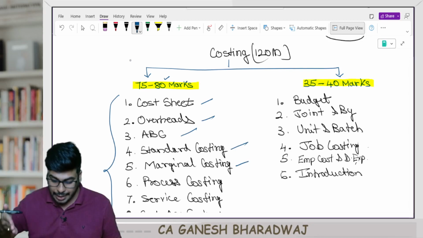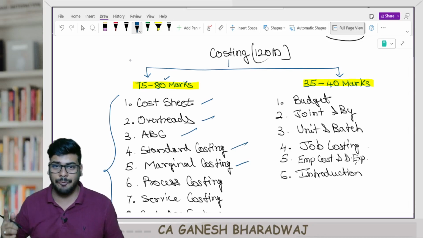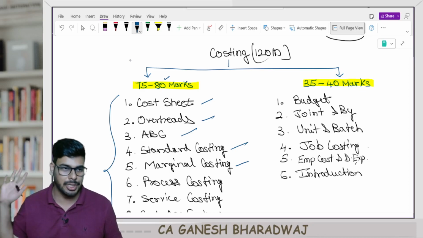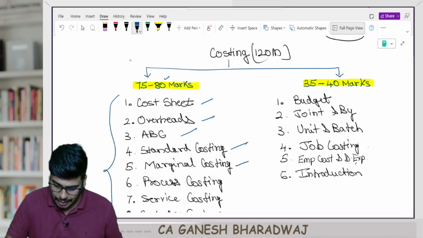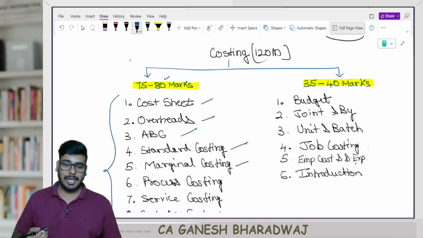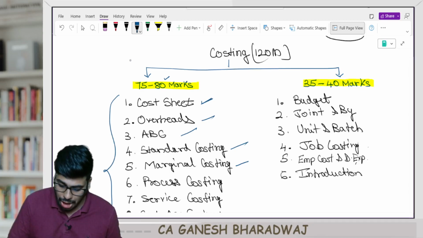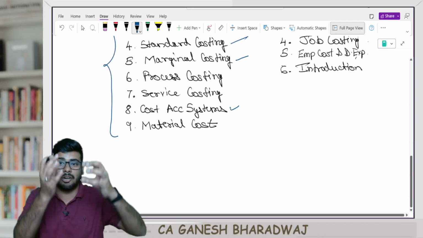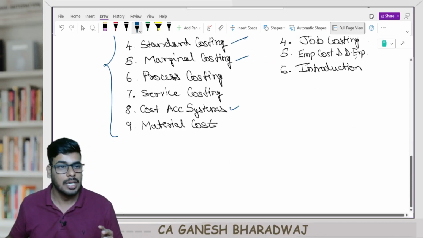I have even kept it in order, right? These are the top 5 chapters. Never miss, never sit an exam without doing these chapters, right? In fact, there are even certain chapters which are interconnected. For example, cost sheet, overheads, ABC, cost accounting systems. These are all interconnected chapters, right?